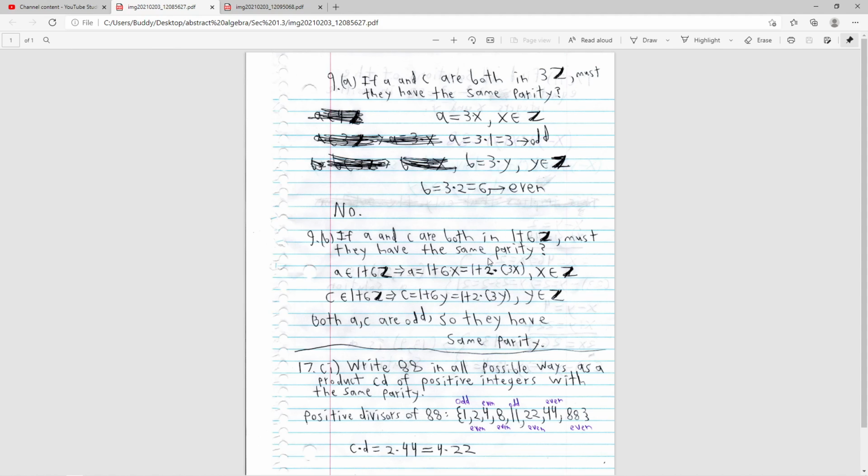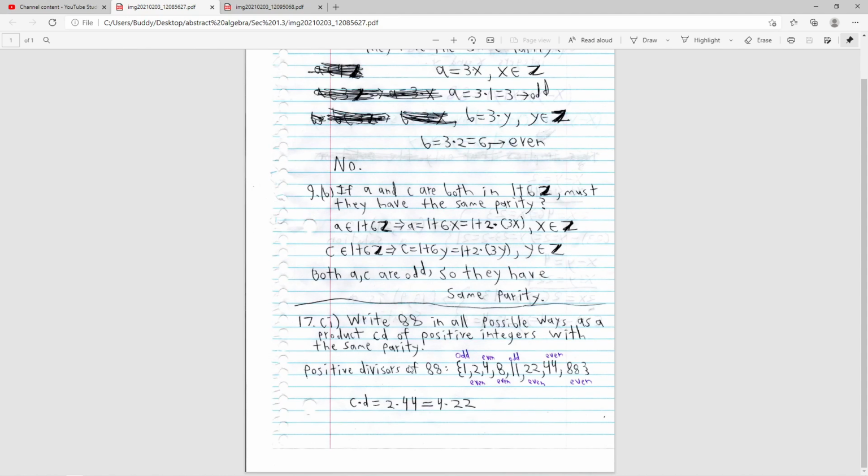An even number is 2 times a number. An odd number is 1 added to 2 times a number, 1 plus 2 times a number. Regardless of what 3x and 3y are, if it's any integer, it'll work out that times 2 plus 1 will be odd. You can do this for a million or trillion integers, and it'll stay the same. So both a and c are odd, so they have the same parity.